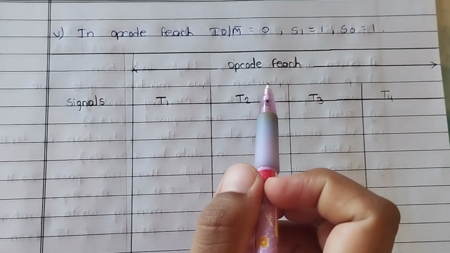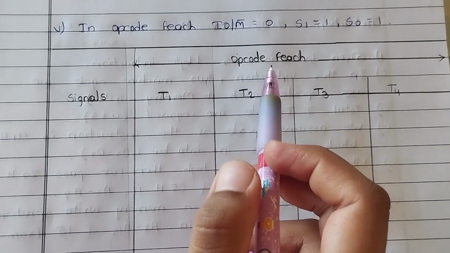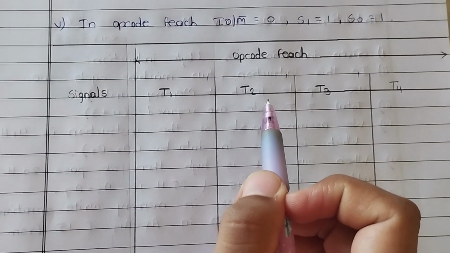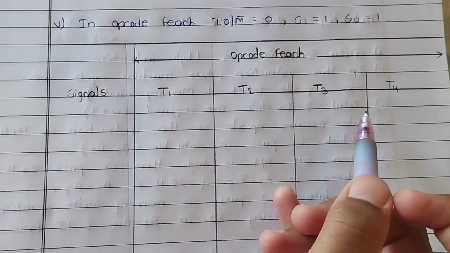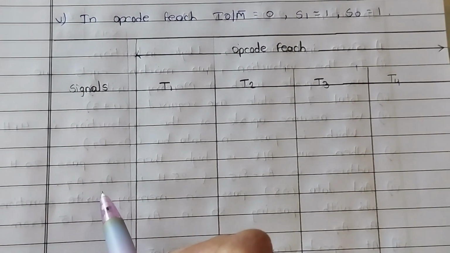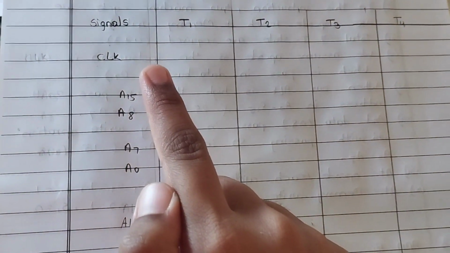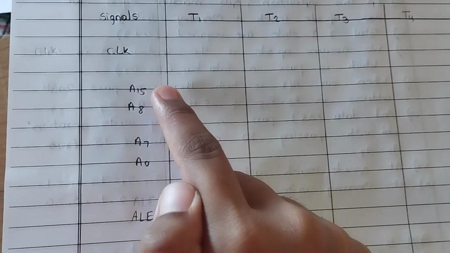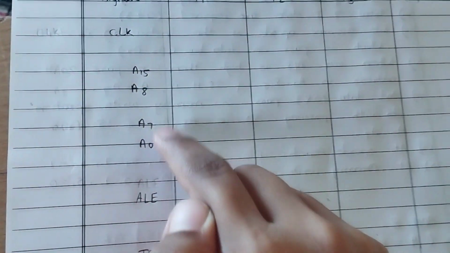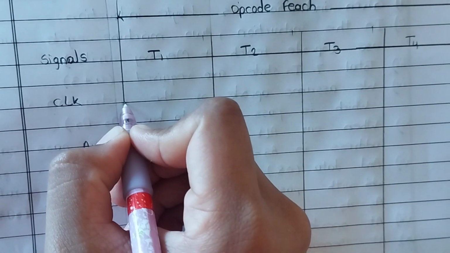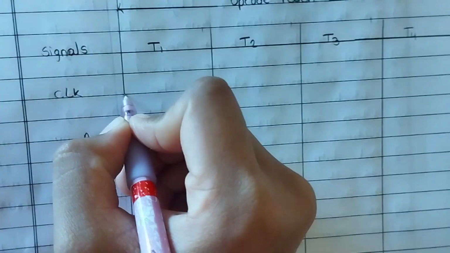And as we know, for opcode fetch we need 4 T states. So first we draw 4 T states: T1, T2, T3 and T4, and here we write all the signals. First signal is clock, then A15 to A8, A7 to A0, ALE, IO/M bar, S1, S0 and read bar. So how do we draw? See carefully. First we draw the clock cycle.